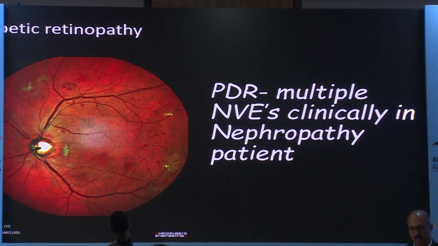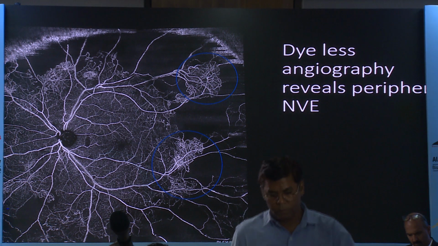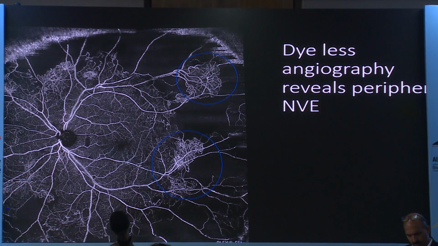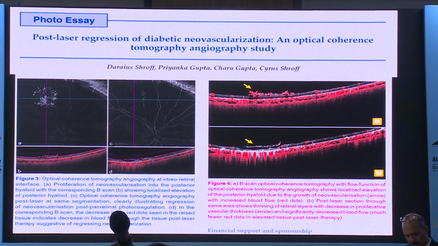This is a nephropathy patient, PDR with multiple NVEs, and the patient was not allowed to undergo a fluorescein angiogram, and you see beautifully without a dye. We can pick up the raised NVE, and we can treat this patient based on this widefield OCTA only. Regression of the NVE also, so we can monitor, we don't have to keep on doing invasive angiography.